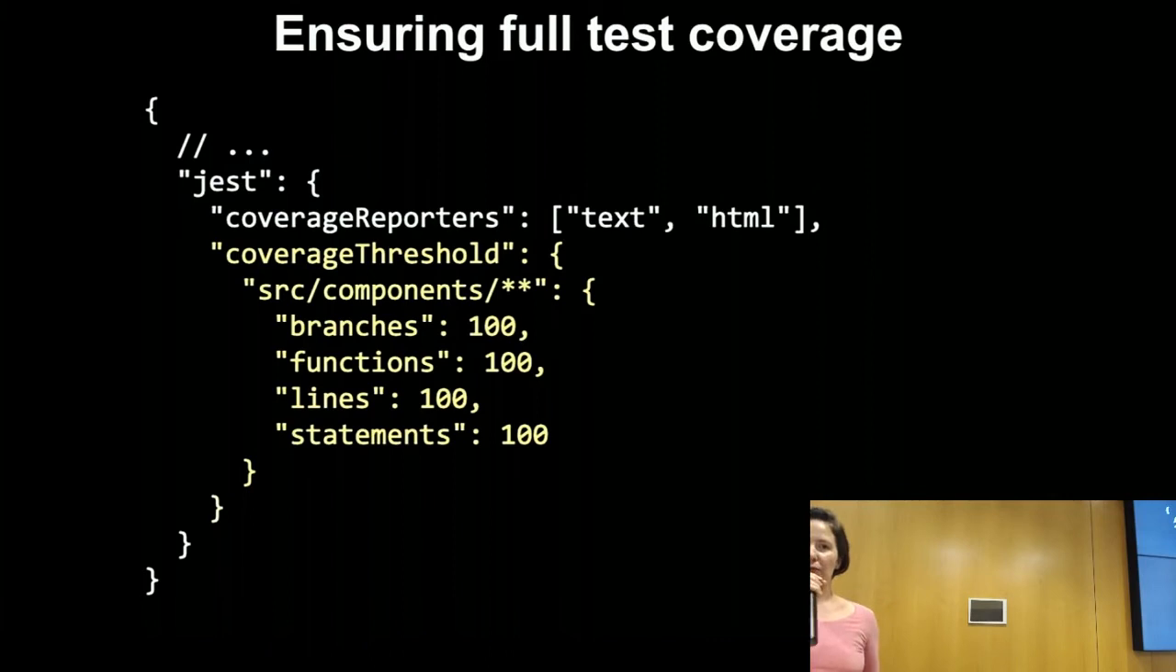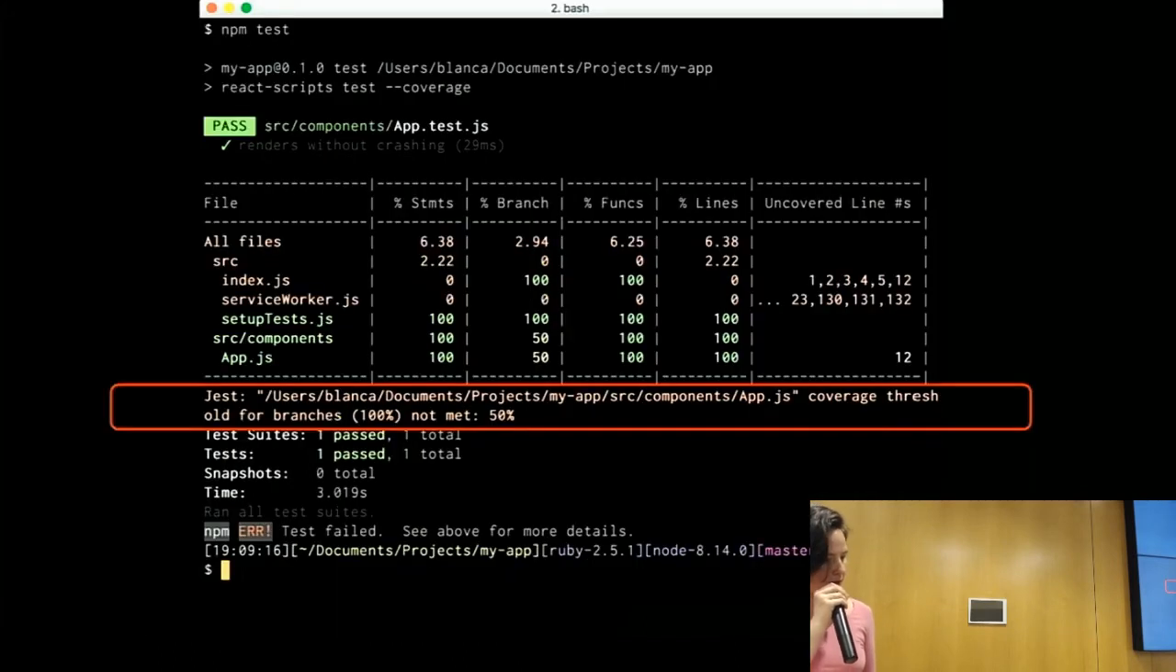So how can we ensure full test coverage? With this coverage threshold, you can set the amount of code coverage you want, but if you want full code coverage, you just put 100%. This coverage threshold can be global and impact all the files of your project, or you can be more specific and just cover your components. It's a pretty easy configuration. If we run our test script now, Jest will complain about the branch of code that is not covered by tests, and we can fix it by adding more tests.